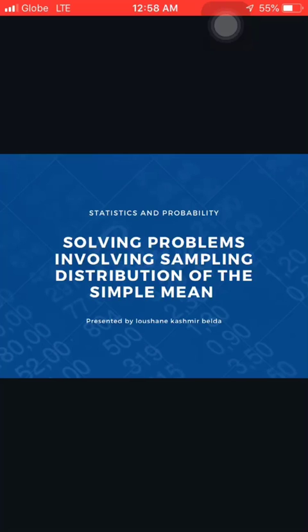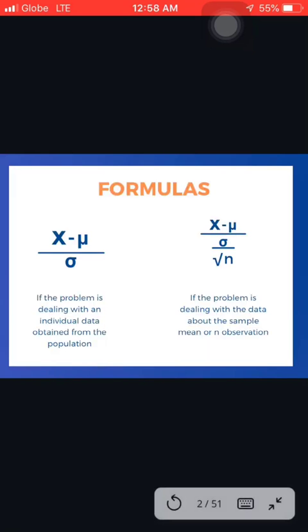Statistics and probability, solving problems involving sampling distribution of the sample mean. First, we have to get the formulas when we do a problem. If the problem is dealing with an individual data obtained from the population, z is x minus population mean over the standard deviation. And if the problem is dealing with the data about the sample mean or n observations, it is x minus population mean over the standard deviation over the square root of n.